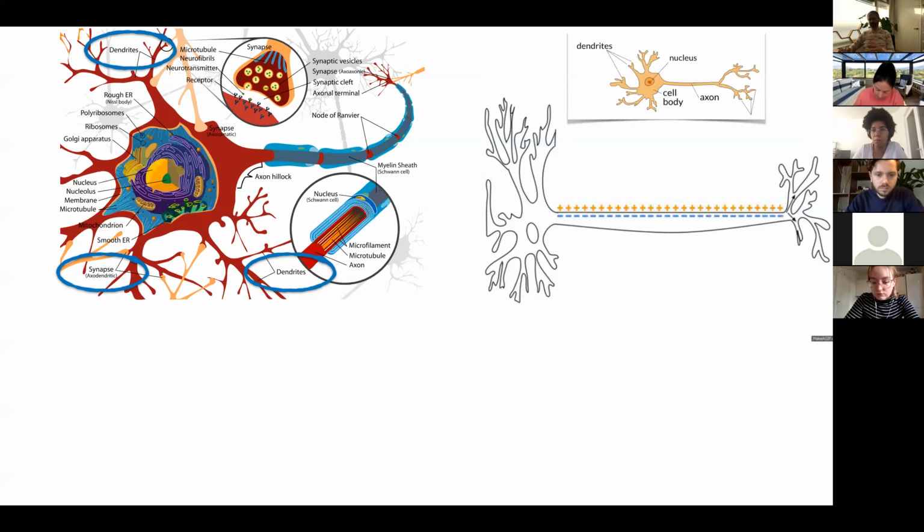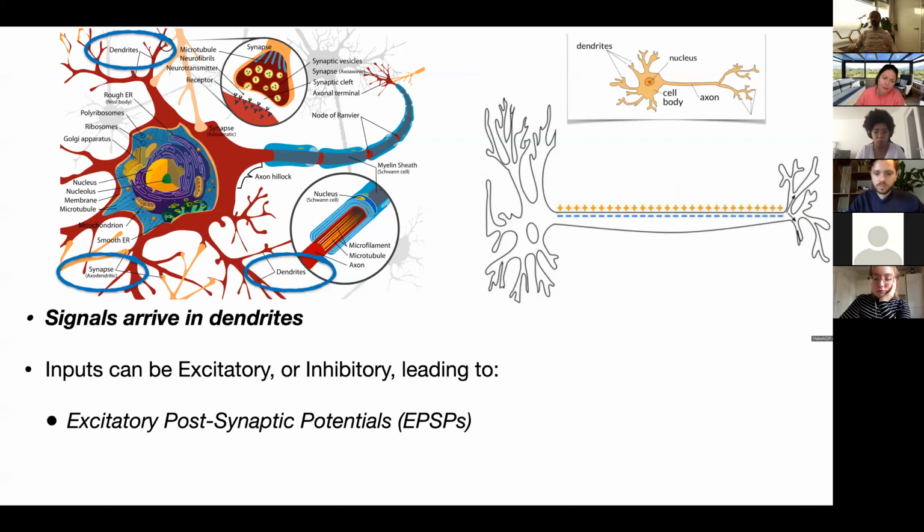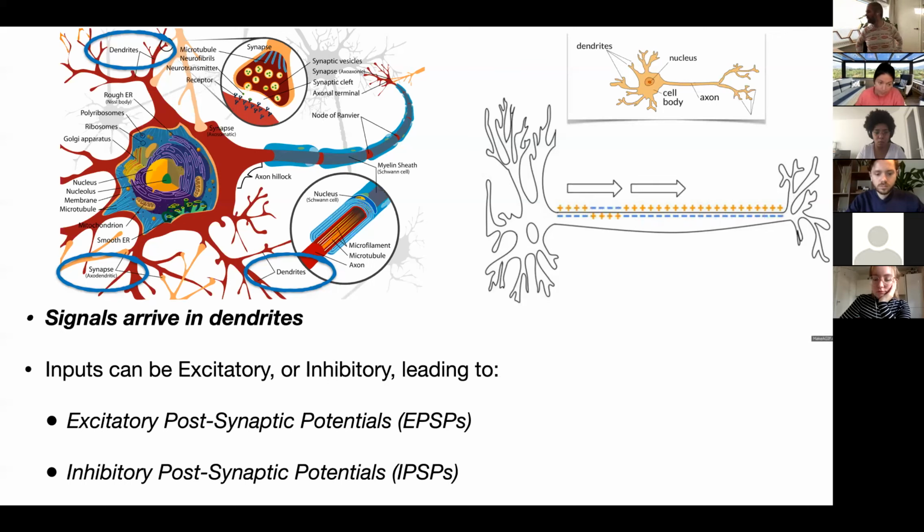But it's important here, in this input-output segmentation, to realize the signals arrive in the dendrites. And as I already said, as these action potentials come in from the previous layer onto these dendrites, they can be excitatory or inhibitory, which means that in terms of the currents that are generated, they can be excitatory. So these are called excitatory postsynaptic potentials, or EPSPs, or they can be inhibitory postsynaptic potentials, or IPSPs.